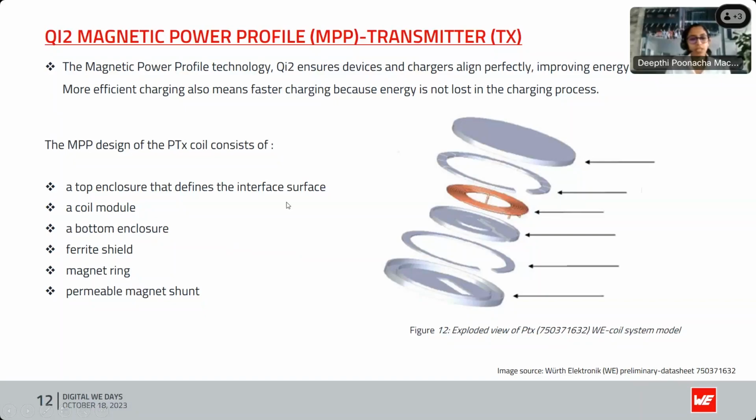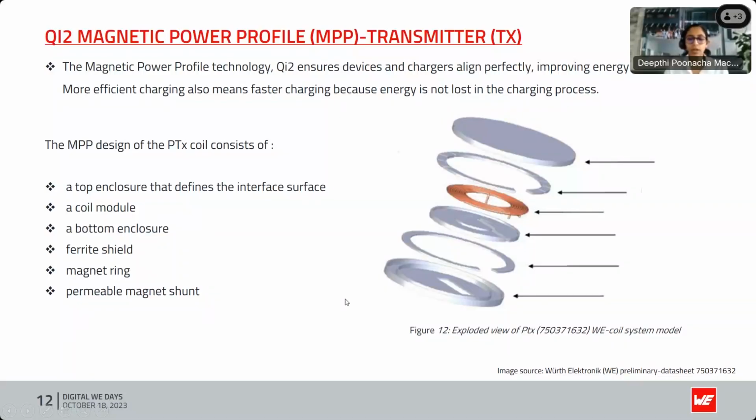The specification has not yet been publicly released by the WPC, but we at Würth, since we are a member of the WPC, have a preliminary spec that we have received, and we have designed our own transmitter coil that is following the Qi2 specifications. And it looks like this, a small breakup of the transmitter coil. The part number will be released on our website as soon as the WPC makes the release publicly.